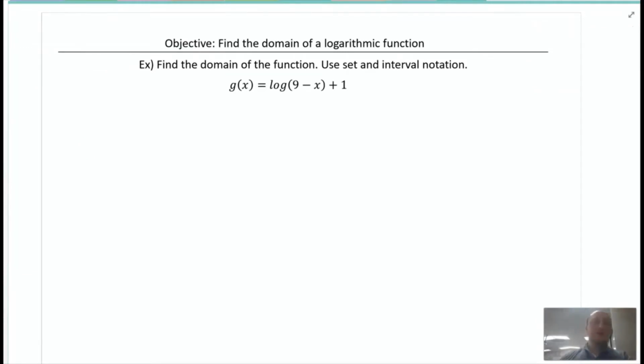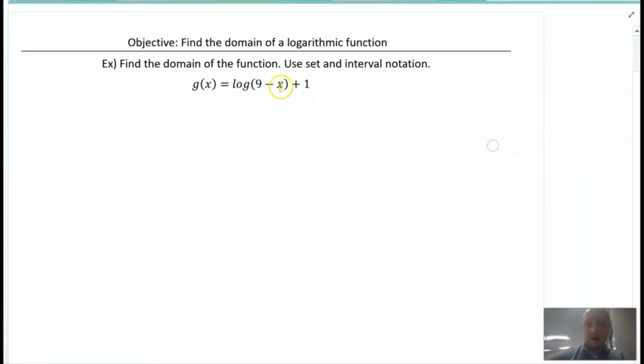Okay, so step 1, take the argument, and again, the argument is the inside, what our input is, and we'll set it greater than 0. So 9 minus x is greater than 0, and we're going to solve. So I'll subtract 9 on both sides, and we get negative x is greater than negative 9. We'll divide by negative 1.